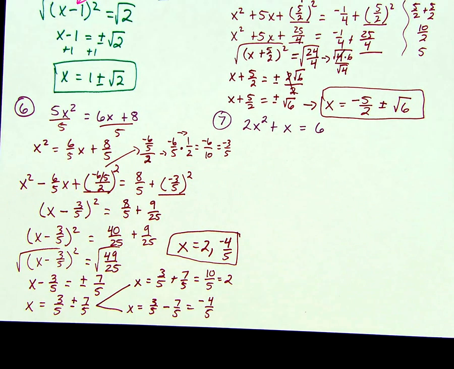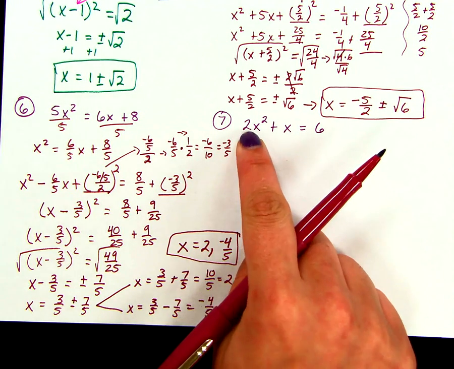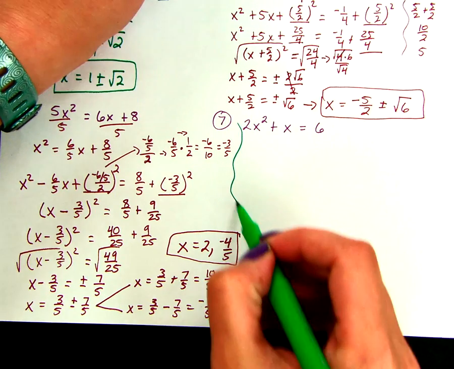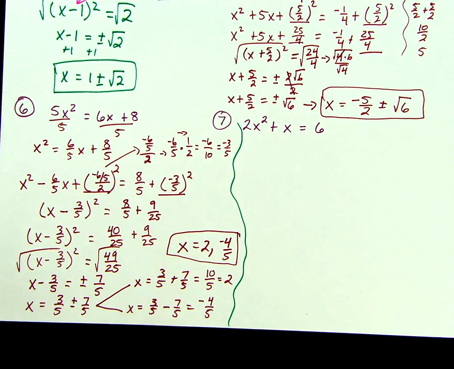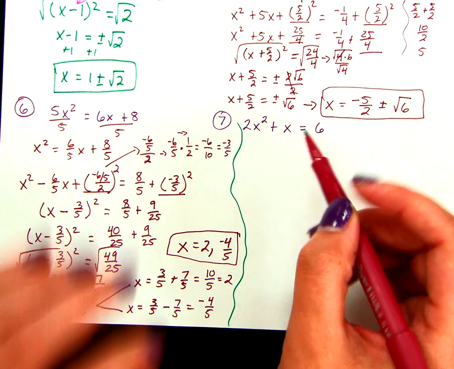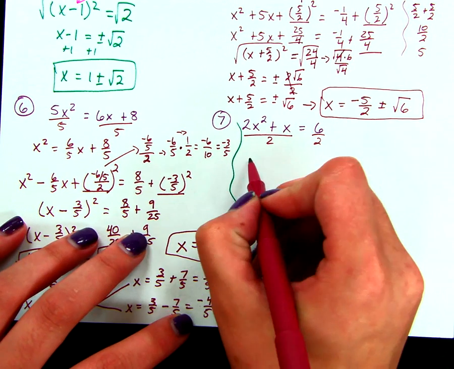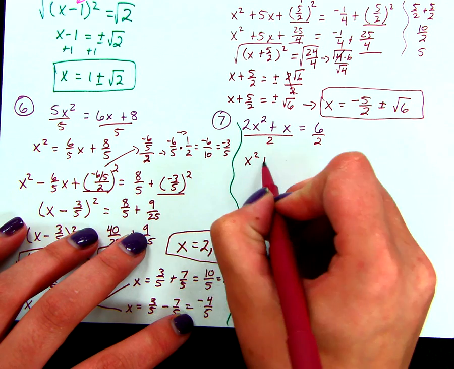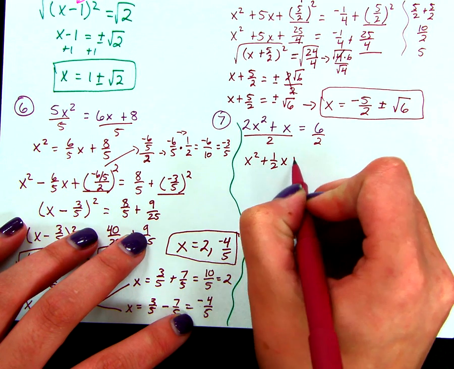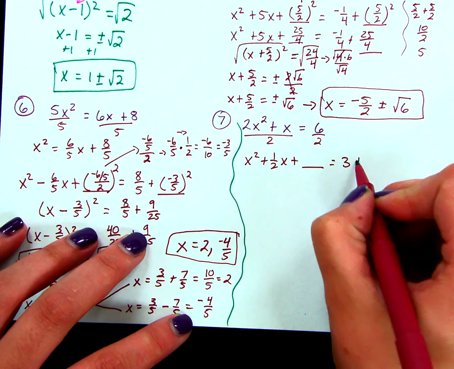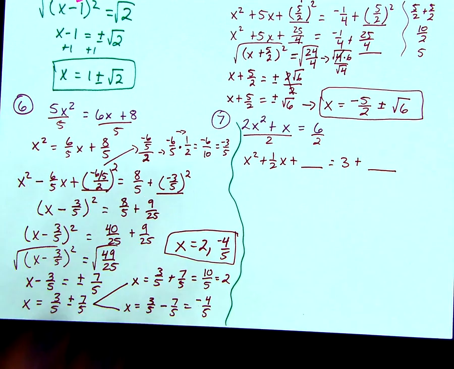All right, one more problem. Again, I have something other than 1 in front of my x squared term. So I'm going to start by dividing everything on both sides of my equation by 2. So I will have x squared plus 1/2 x, leave room to complete the square, equals 3 plus, and then room to complete the square.